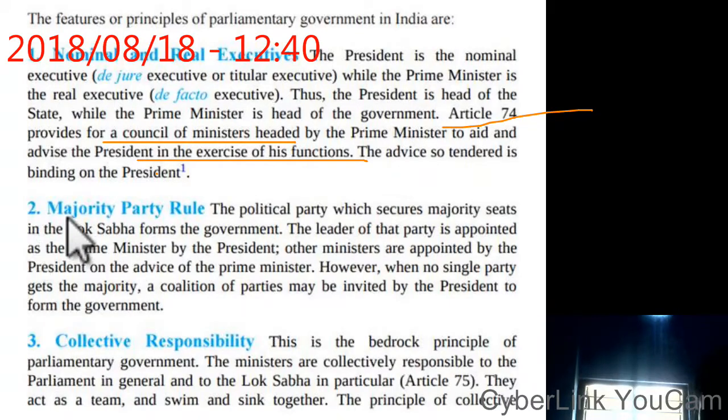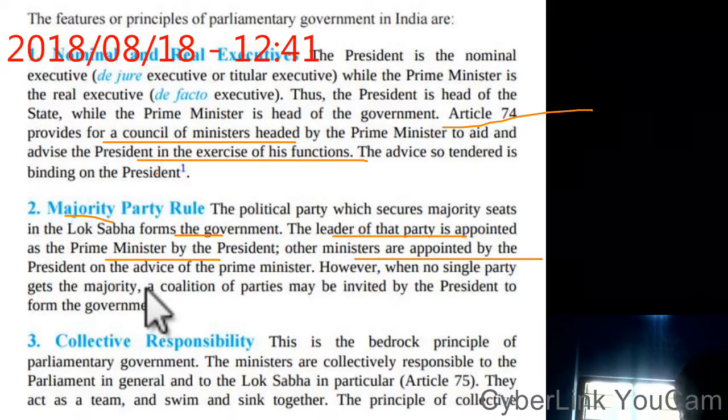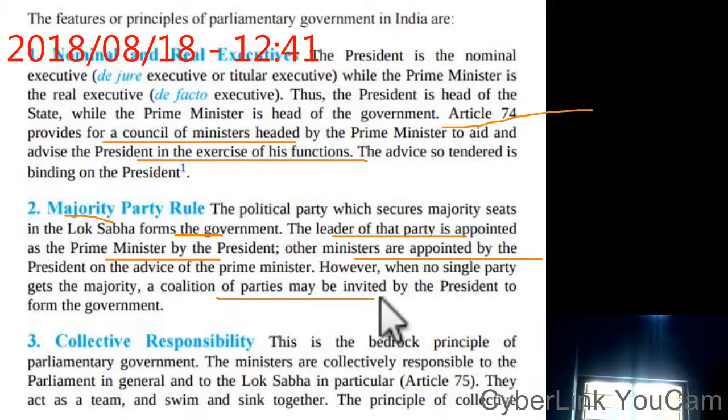Second, majority party rule, which is important. The political party which secures majority seats in the Lok Sabha forms the government. The leader of that party is appointed Prime Minister by the President. Other ministers are appointed by the President on the advice of the Prime Minister. However, when no single party gets the majority, a coalition of parties may be invited by the President to form government. And third is collective responsibility.